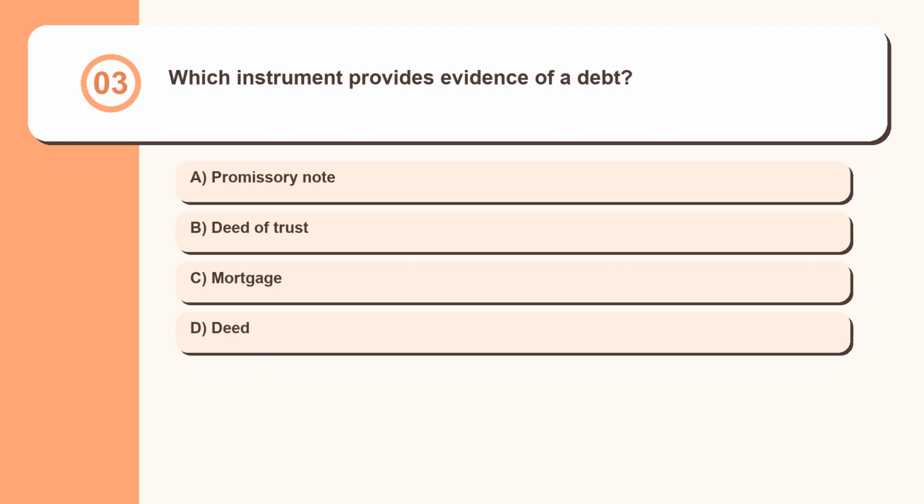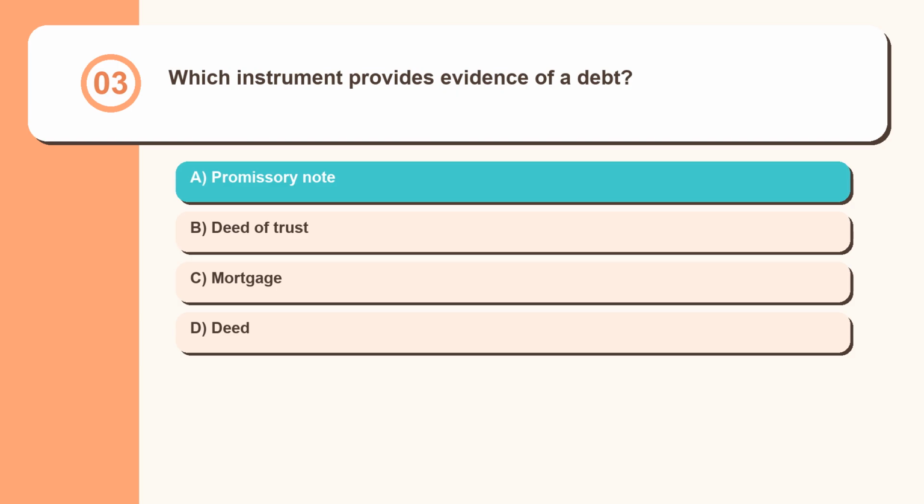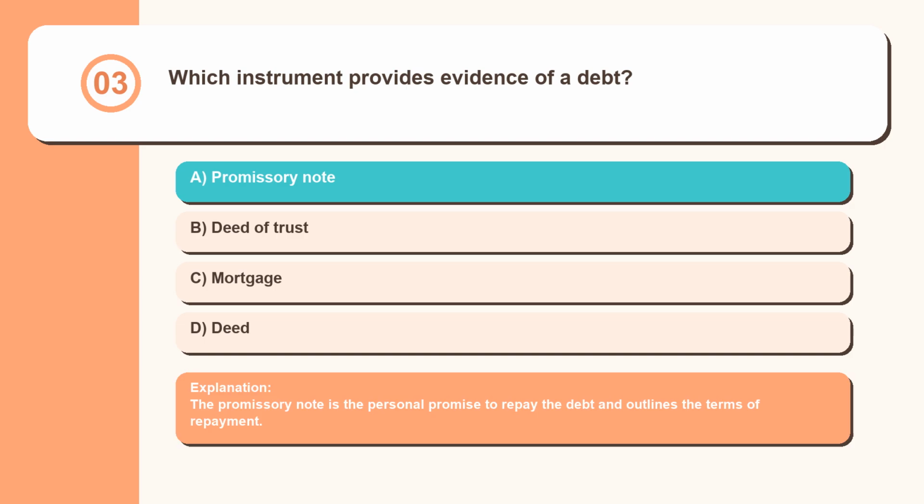Question 3. Which instrument provides evidence of a debt? Promissory note, deed of trust, mortgage, deed. The promissory note is the personal promise to repay the debt and outlines the terms of repayment.